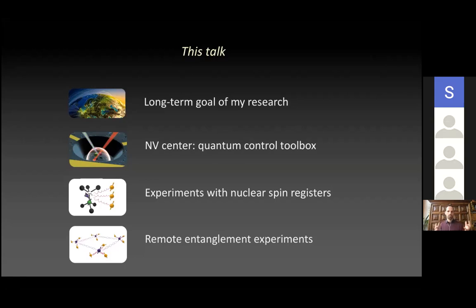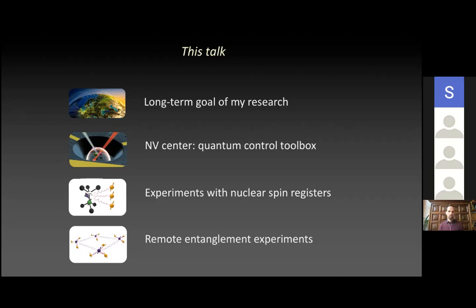And then I will dive into the 3 different parts that are, I think, relevant for many of you. I will start with a very brief introduction of the general quantum control toolbox that we have in the NV center. And then I will touch upon some experiments that we've done with nuclear spin registers. So these are really experiments on say a local number of qubits. And in the last part, I will touch upon remote entanglement experiments. And at the end, I will show you some results very fresh from the lab.